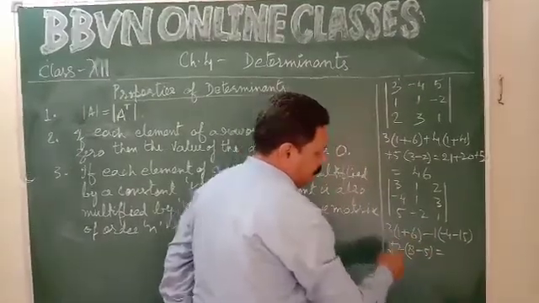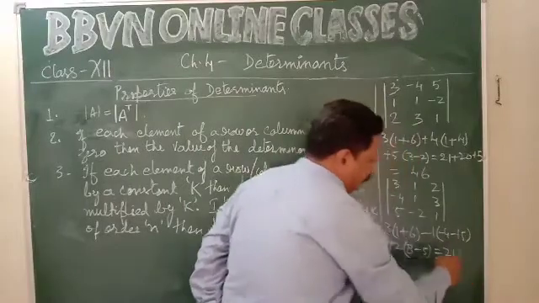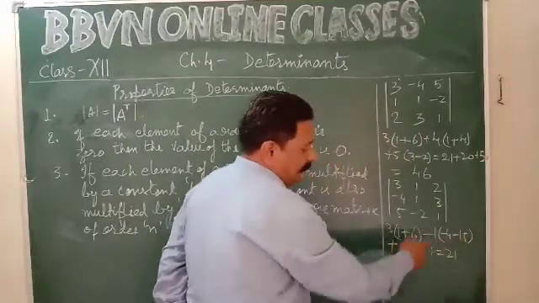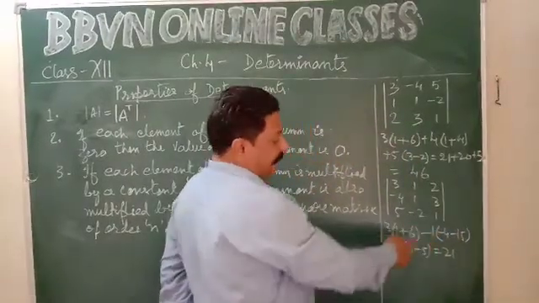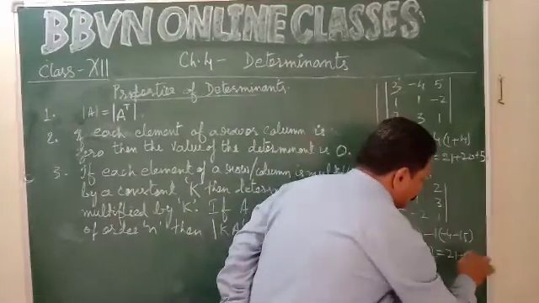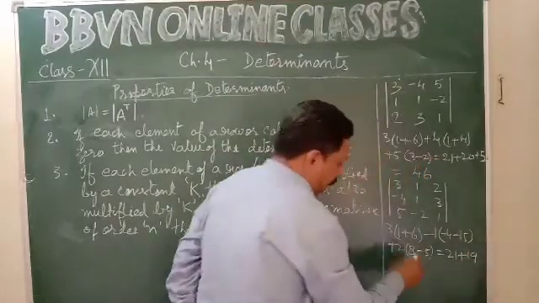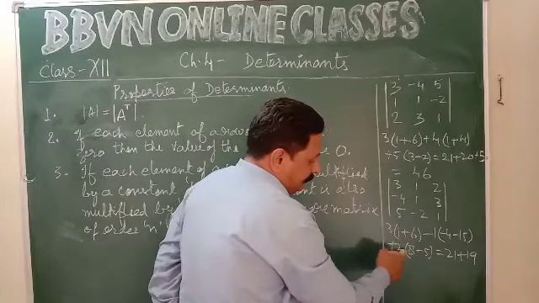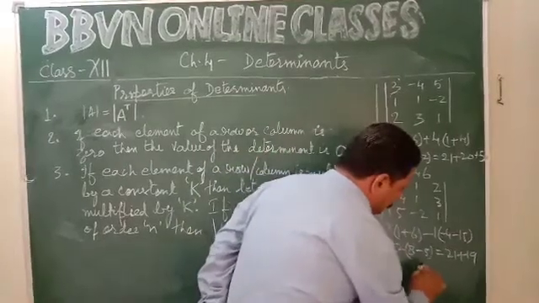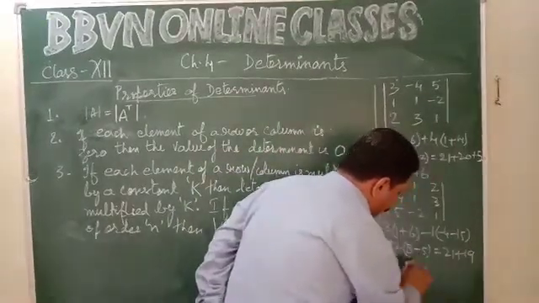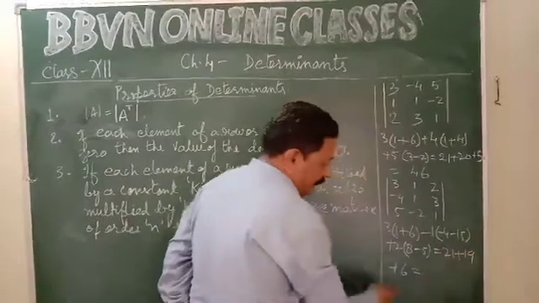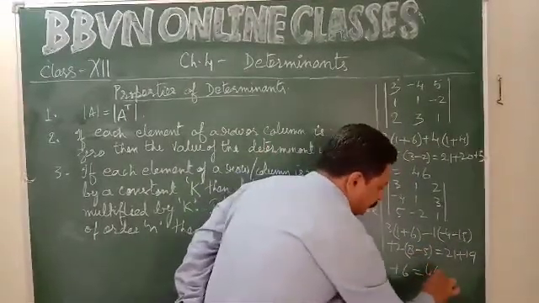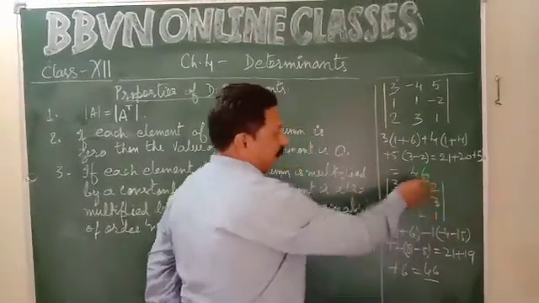6 plus 1 is 7, 7 into 3 is 21. Minus 14 and minus 15 and minus 4, minus 19 multiplied by minus 1 is 19. 8 minus 5 is 3, 3 multiplied by 2, how much? 6. 21 plus 19, 14 plus 6, 46. What was the value? 46.